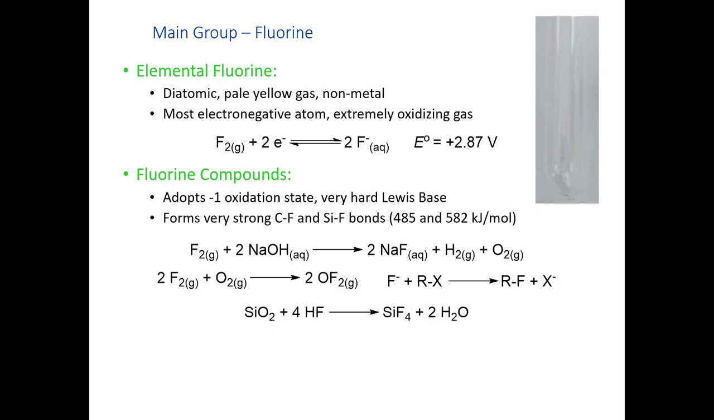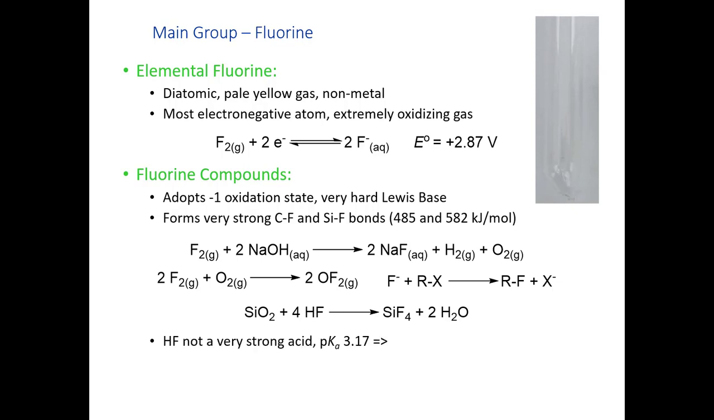This reaction here explains why you cannot store hydrofluoric acid in a glass bottle. The silicon in glass forms stronger bonds with fluorine, so the glass will react and dissolve in hydrofluoric acid solutions. You need to store HF in plastic bottles. This reactivity is also why HF is used in glass etching.